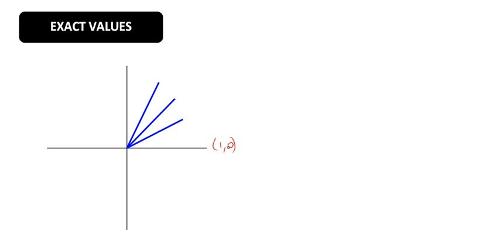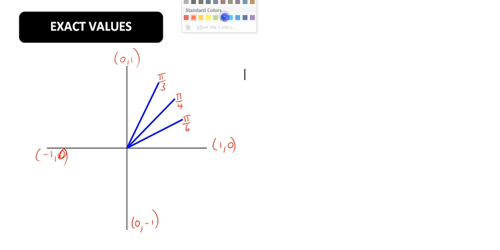coordinate of (1, 0). Up here we have (0, 1), (-1, 0), and (0, -1). But then this first quadrant, if we concentrate on that, we're dividing it into our exact values. So we have pi on 6, pi on 4, and pi on 3. Now all you need to do is give yourself a coordinate for each one of those points.